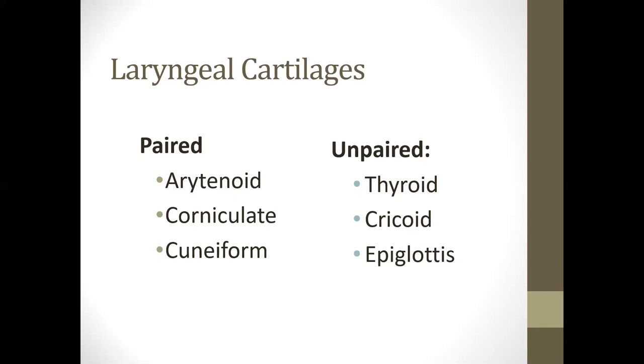So I am sorry, the internet is a little bit unstable, but we're talking about cartilages of the larynx. We said we have paired and unpaired, and the paired, we said we have the arytenoid, corniculate, and cuneiform, whereas the unpaired, we have the thyroid, cricoid, and epiglottis.